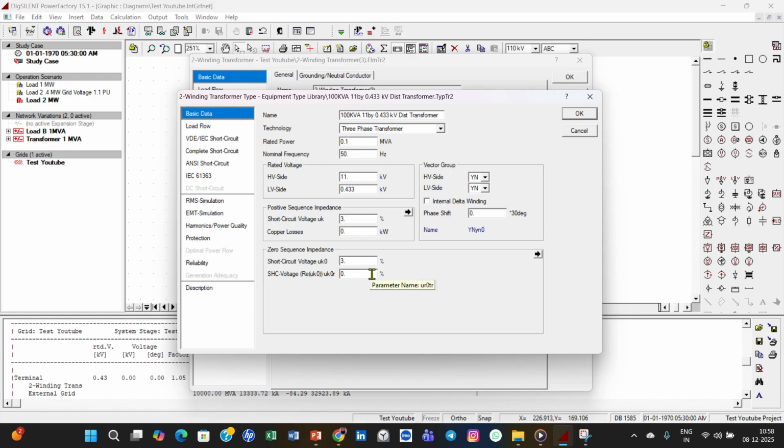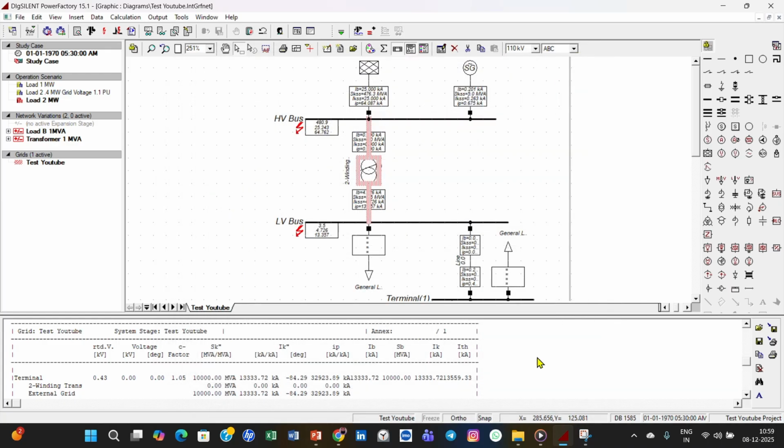Generally the positive and negative sequence impedance of a transformer are equal. So you have to define these things. You have a vector group, and here we have defined the vector group. But for performing the short circuit analysis, we have to define these parameters.